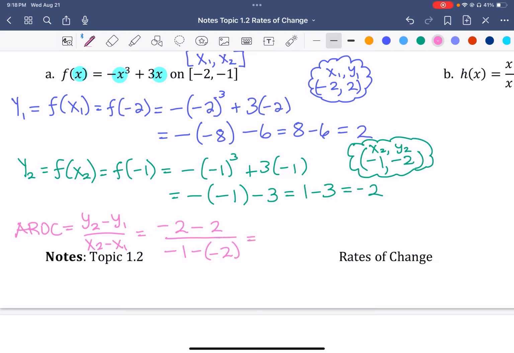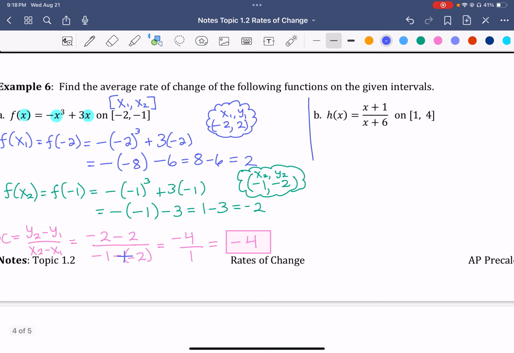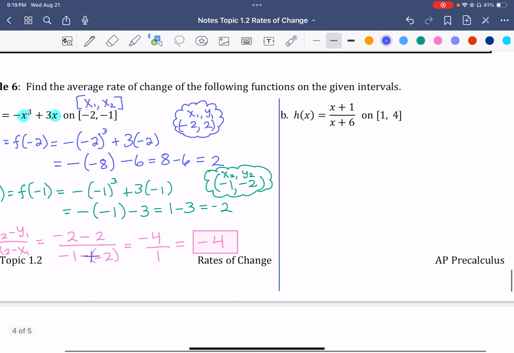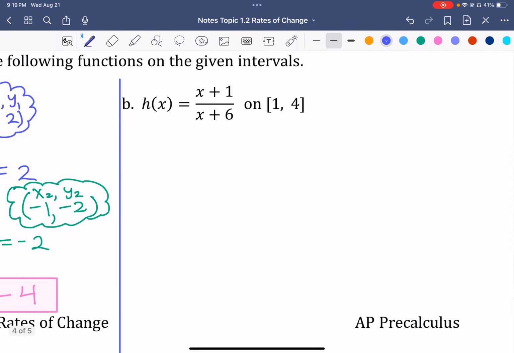Okay, negative 2 minus 2 is negative 4. All right, these two negatives here make a positive. So negative 1 plus 2 becomes 1, and negative 4 over 1 is negative 4. So your final answer for your average rate of change is negative 4. Okay, if you went over a little bit, you can draw a line just to stay organized. Okay, so now let's repeat everything on letter B.